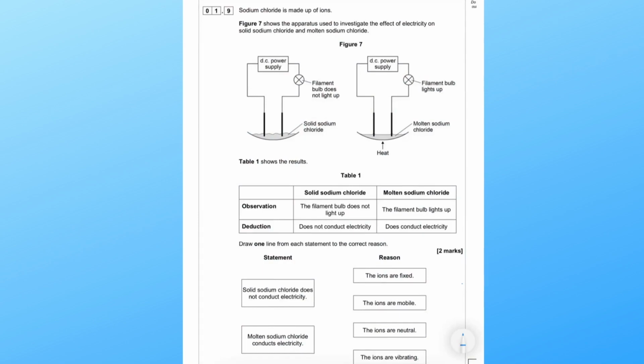Figure 7 shows the apparatus used to investigate the effect of electricity on solid sodium chloride and molten sodium chloride. So we have our solid here and our molten here. Now we do the investigation and we compare the two. For the solid, we can see that the filament bulb does not light up, and that's because it does not conduct electricity. For the molten, the filament bulb does light up and it does conduct electricity. So solid sodium chloride does not conduct electricity, and that's because the ions are fixed. Molten sodium chloride does conduct electricity, and that's because the ions can move.